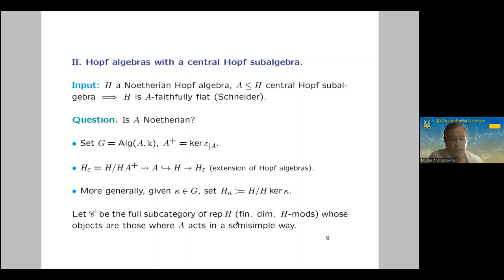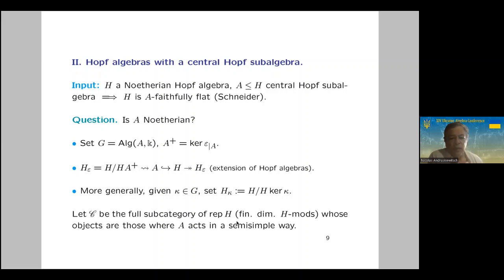And as before, as in the general setting, I consider H epsilon as the quotient of H by HA plus. HA plus, since A is central, is a two-sided ideal, so by the theory I already expanded, this gives rise to an extension H epsilon. More generally, one can consider for any character kappa, that is for any element kappa of the group G, the quotient H kappa of H by the ideal inside H generated by the kernel of kappa.